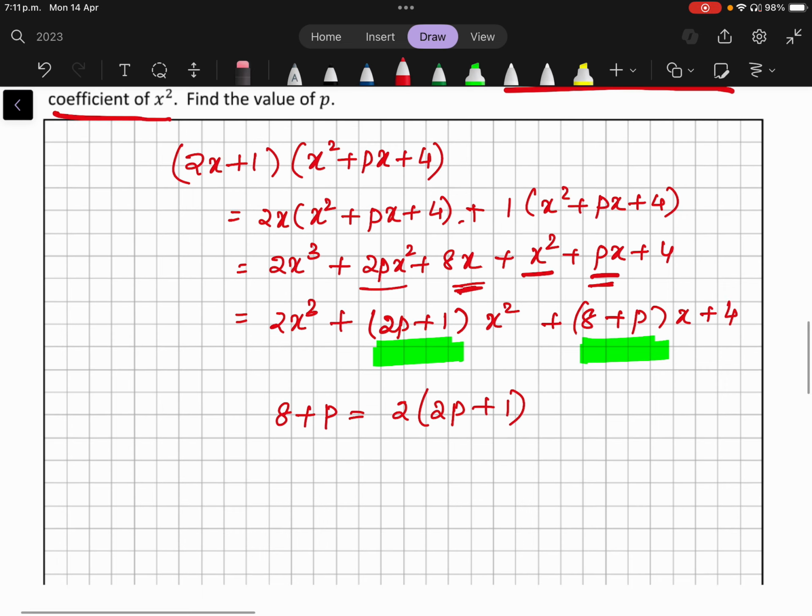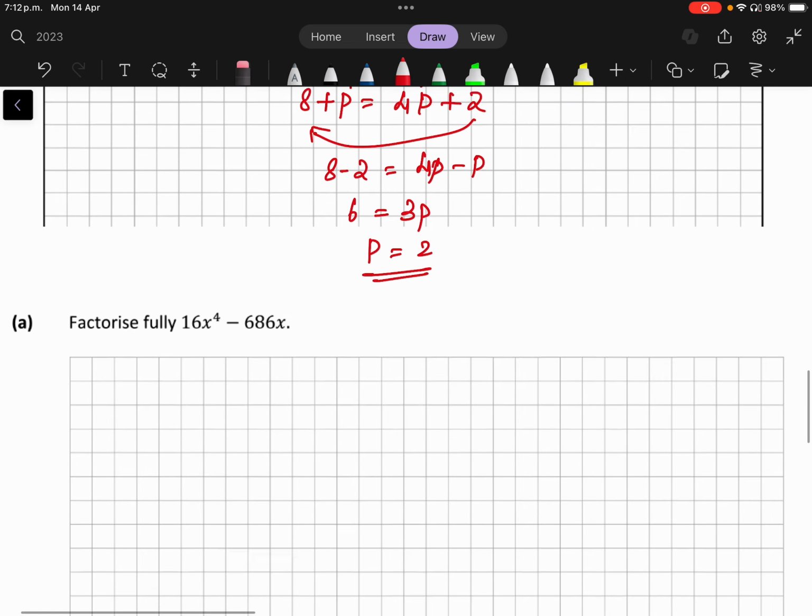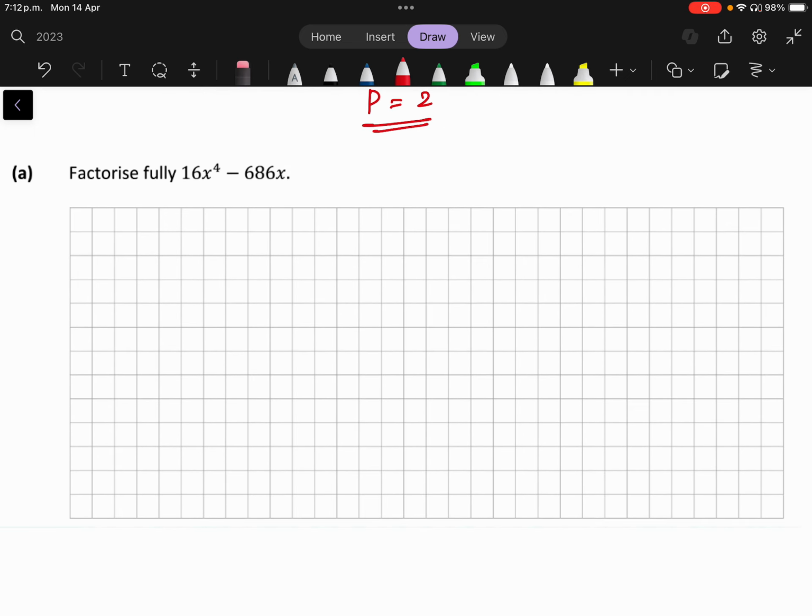Then I can write this as 8 + p. This is now just a linear equation and you can solve it. So 4p + 2, and then simplify it. You can either bring p to this side and the number to this side. So 8 - 2 = 4p - p. So 6 = 3p and p = 2. Easy question. Now let's move on to the next one, which is factorize 16x⁴ - 686x.